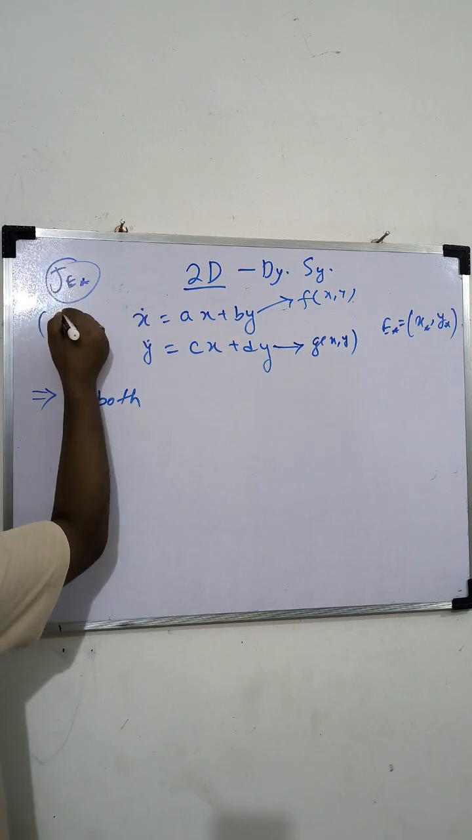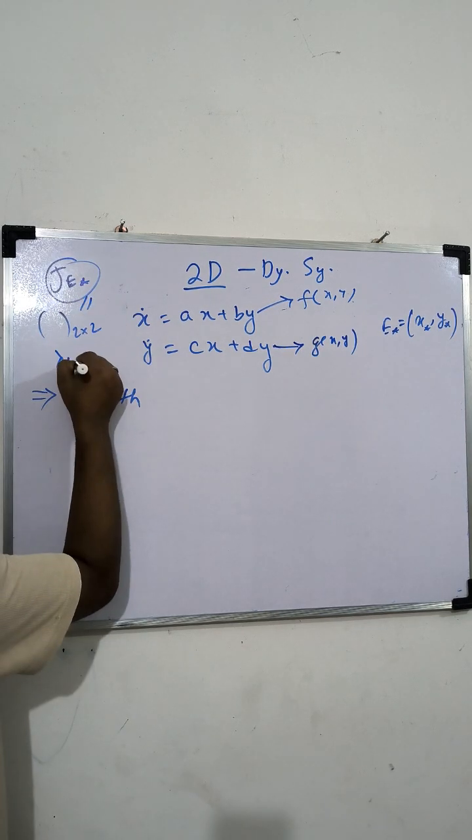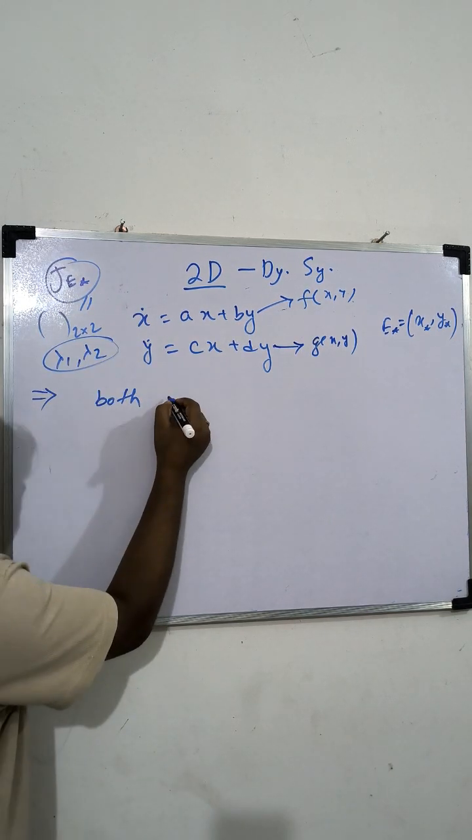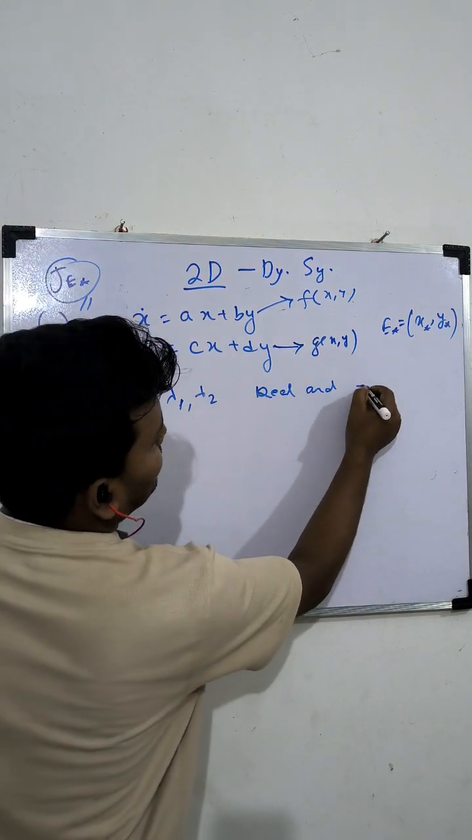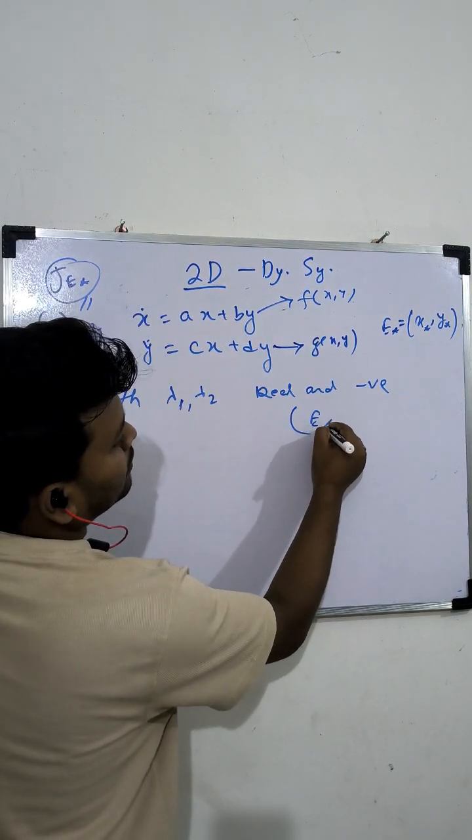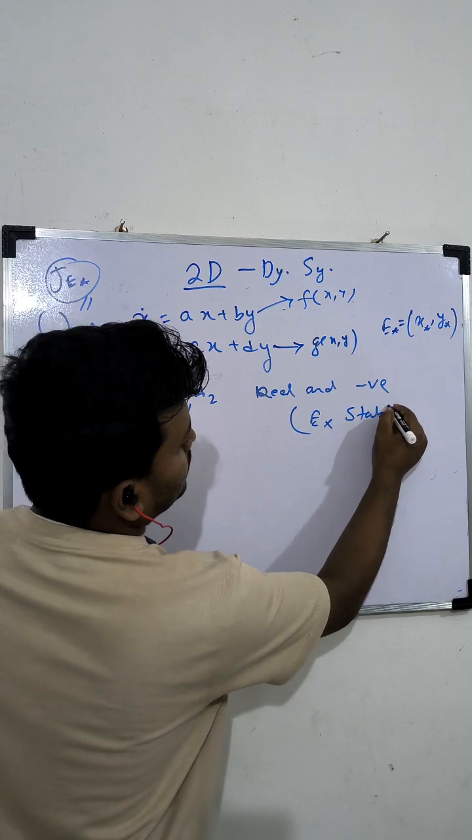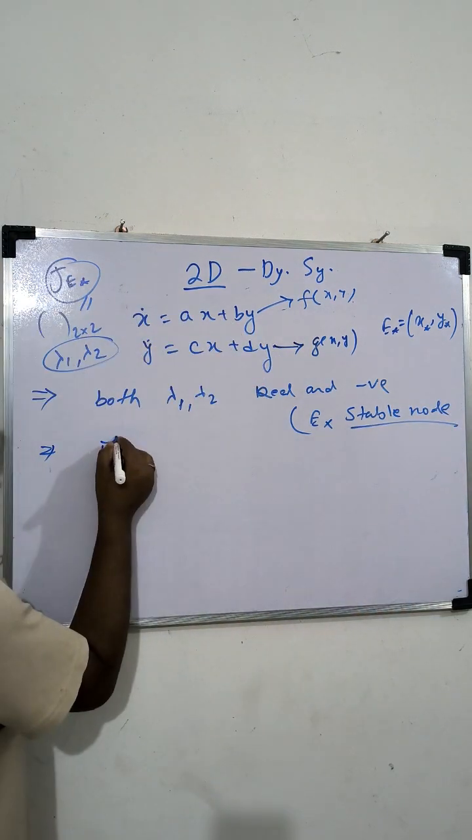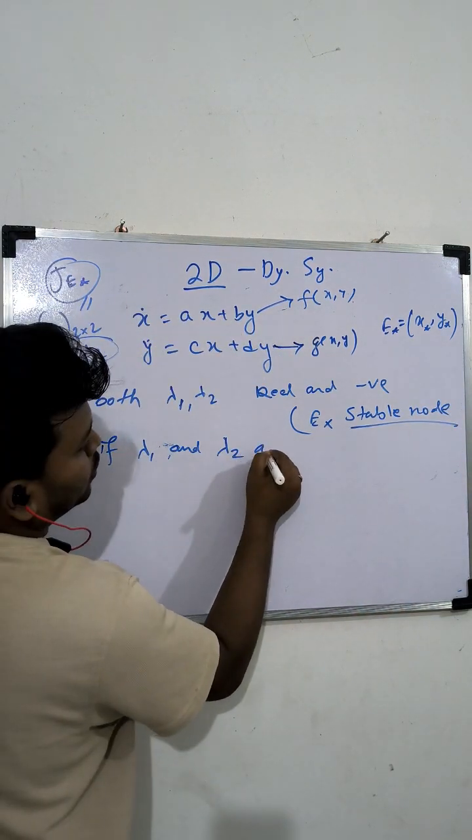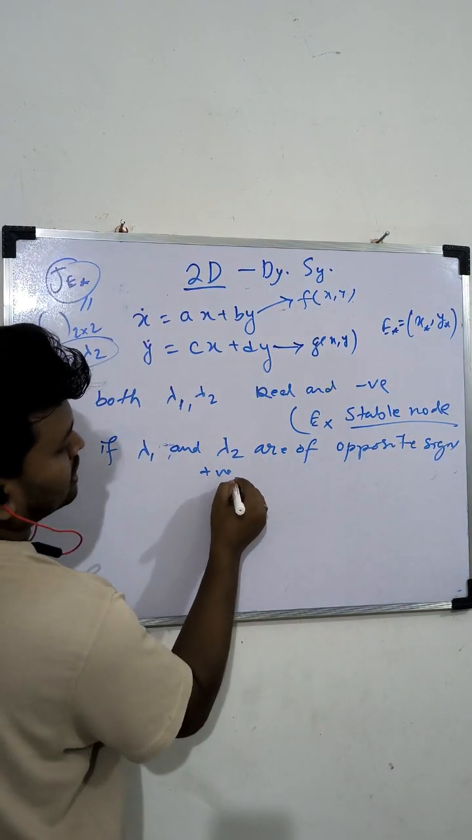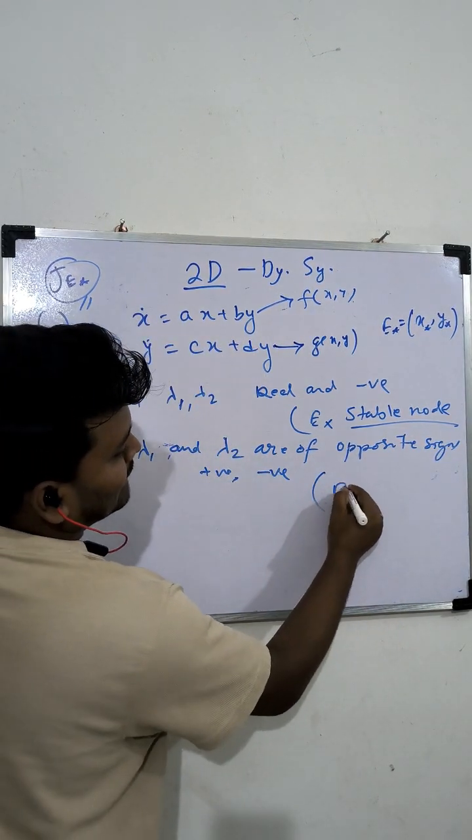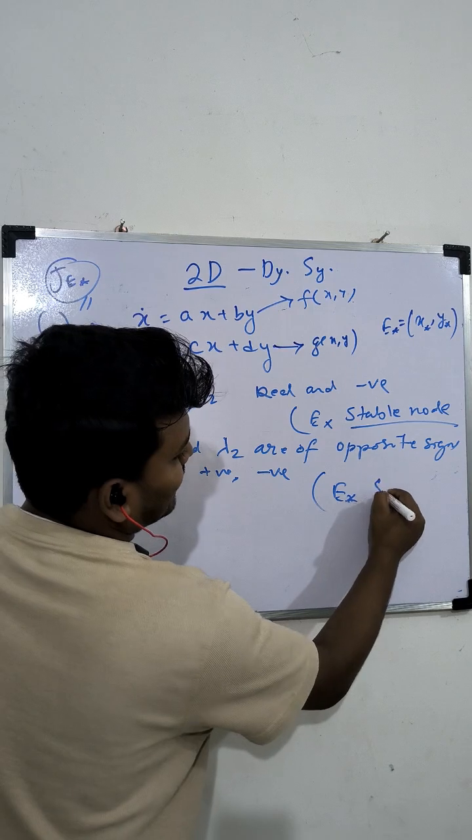Let us discuss. For this 2 cross 2 matrix, lambda 1 and lambda 2 are eigenvalues. If both lambda 1 and lambda 2 are real and negative, then the equilibrium point will be a stable node. If lambda 1 and lambda 2 are of opposite sign, that is one is positive and another one is negative, then E star will be a saddle.